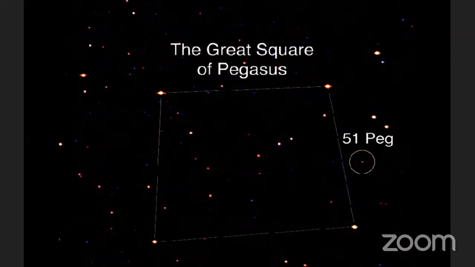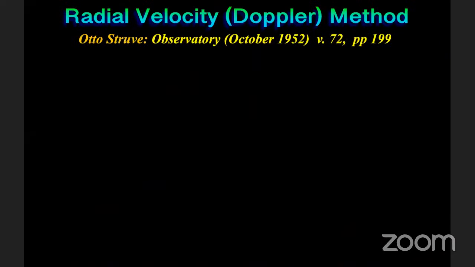So these exoplanets are discovered by indirect methods, by their effect on their stars. The method that Michel Mayor and Didier followed is known as the radial velocity method or Doppler method, which was suggested by Otto Struve some 40 years ago in the journal Observatory. So what is this radial velocity method?